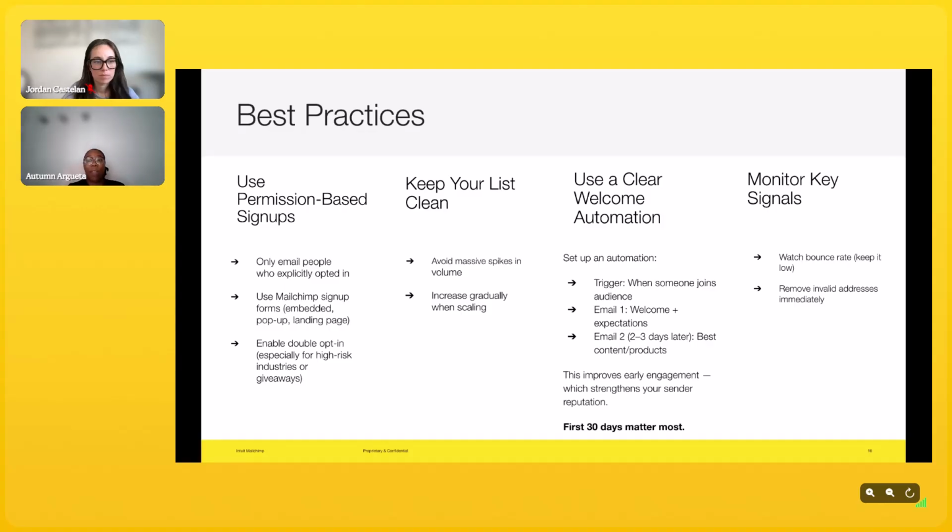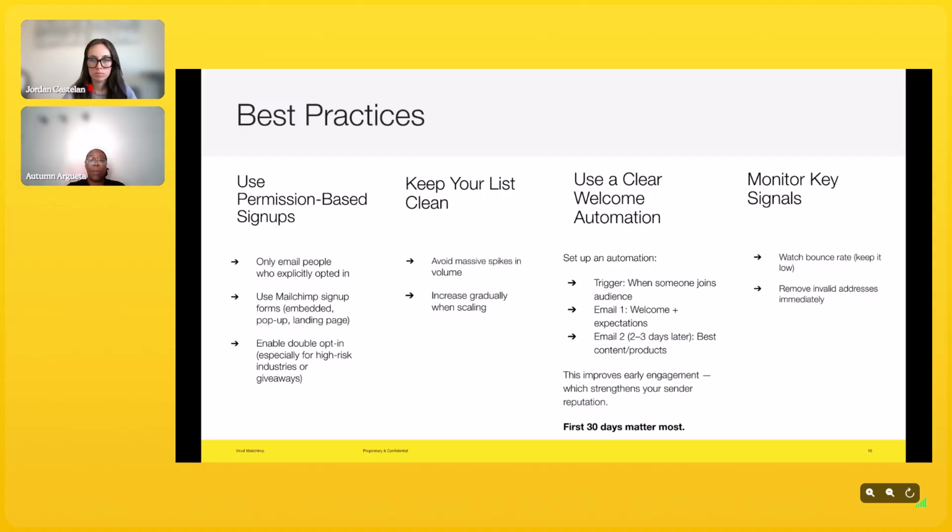So we've covered the why. Now we want to look at best practices that you can implement to maintain a high quality, engaged audience. One of the first things is that you, again, want to use permission-based signups. So you want to ensure that everyone in your list is wanting to be there. So this means that you're only emailing people who explicitly opted in. Use clear, trustworthy sign-up forms, and consider enabling double opt-in for extra security, especially if you are a high-risk industry or you're running a giveaway.